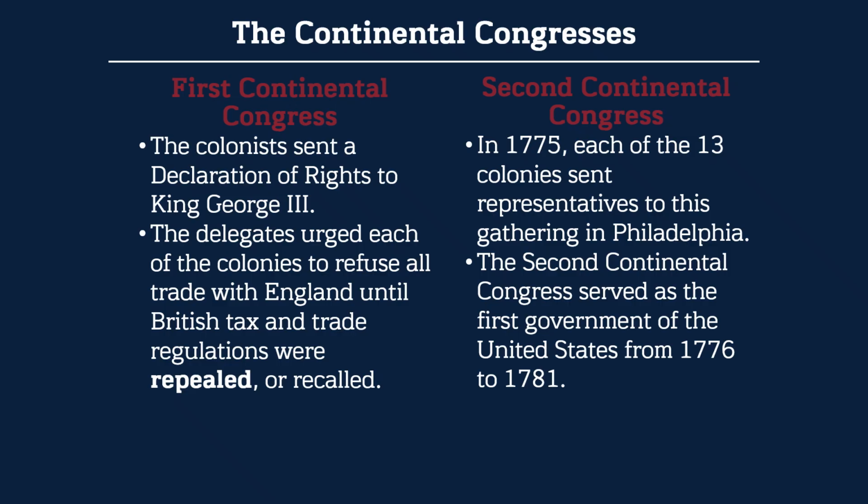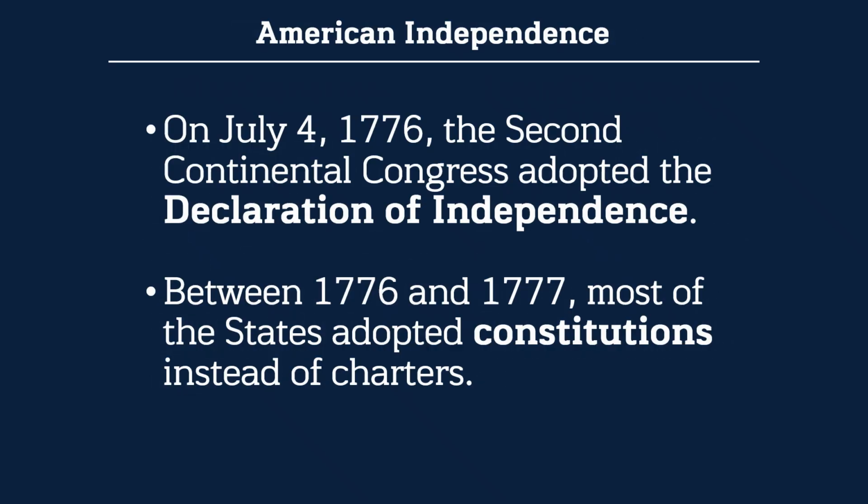And then in 1775, each of the colonies sent representatives to Philadelphia in the Second Continental Congress, and this serves as our first governmental body in the U.S. from 1776 to 1781, throughout the duration of the American Revolution. On July 4th, the Second Continental Congress adopted the Declaration of Independence, and between 1776 and 1777, most states adopted their own state constitution outlining their laws and purposes of government, instead of their charters by the king.